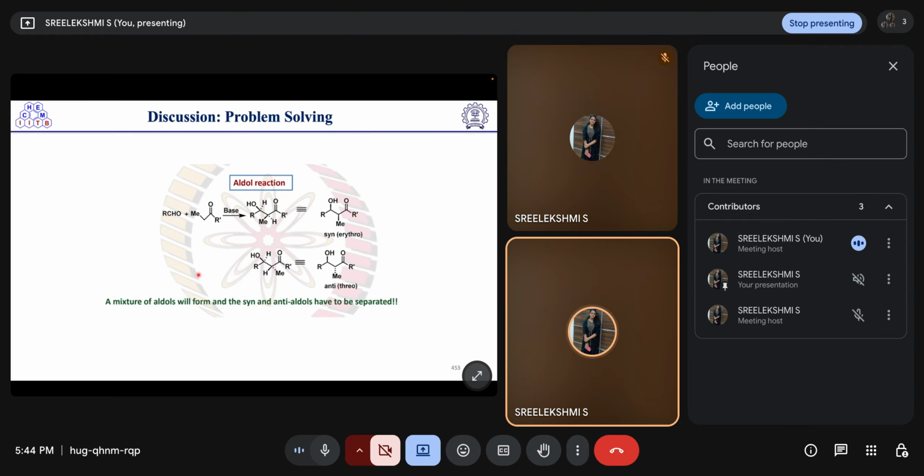Now the next reaction, which we all know, is aldol reaction. So basically the base will abstract a proton from here, and that will attack over this carbonyl carbon to form this one. So either it can form syn compound, that is erythro, or it can form anti compound, that is threo. So a mixture of aldols will form, and syn and anti aldols have to be separated.